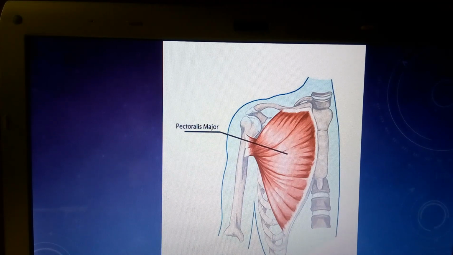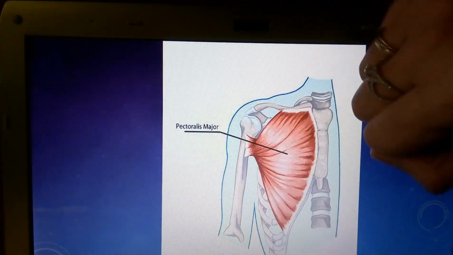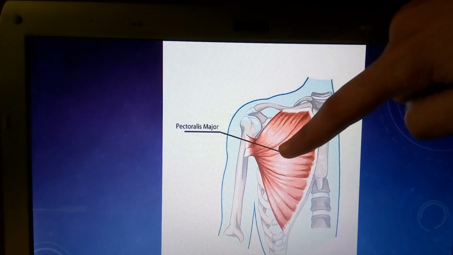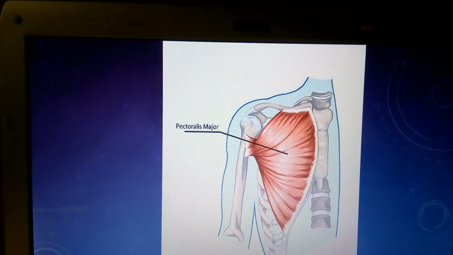So the nerve supply of this pectoralis major is by the medial and the lateral pectoral nerve. Action: basically when this is going to contract, you are going to see the adduction, the medial rotation and the flexion of the arm. So that is the main action of this pectoralis major.